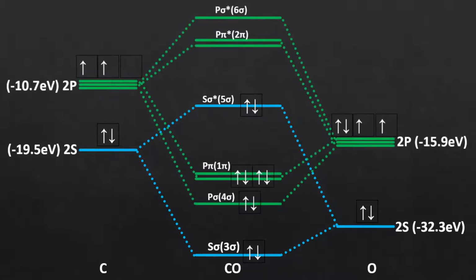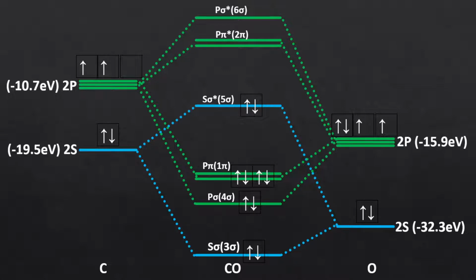Now the overlapping of 2p atomic orbitals of carbon with 2p atomic orbitals of oxygen results in the formation of bonding molecular 4 sigma and 1 pi orbitals along with their corresponding antibonding molecular 6 sigma and 2 pi orbitals. The pi orbital is a doubly degenerate pair that occupies 4 electrons. So, of all 6 electrons from 2p atomic orbitals of carbon and oxygen, 2 are occupied in 4 sigma and 4 are occupied in 1 pi orbital.